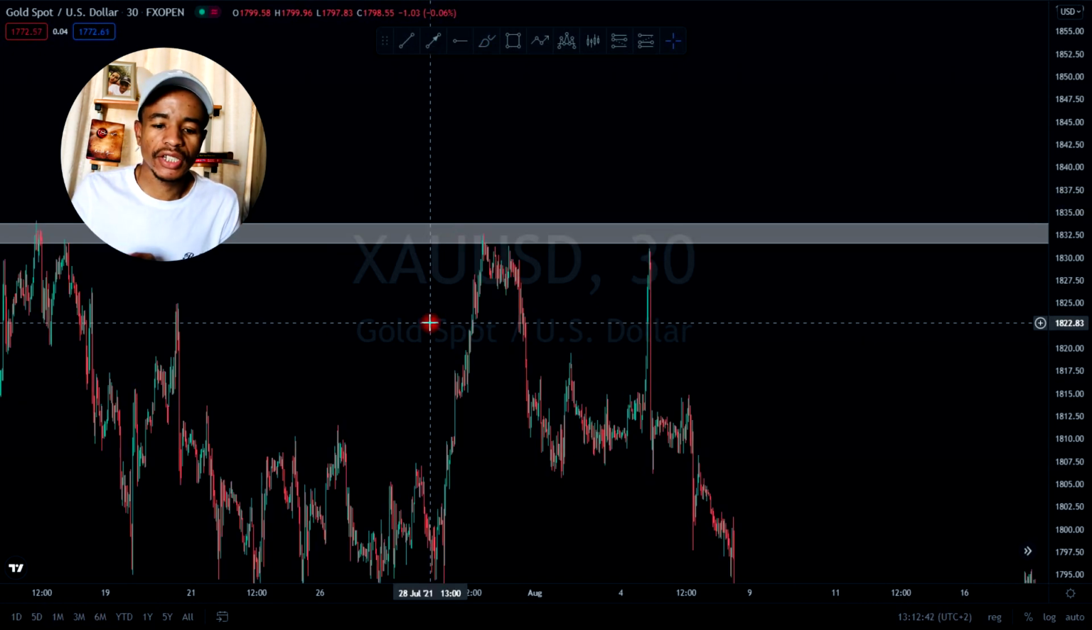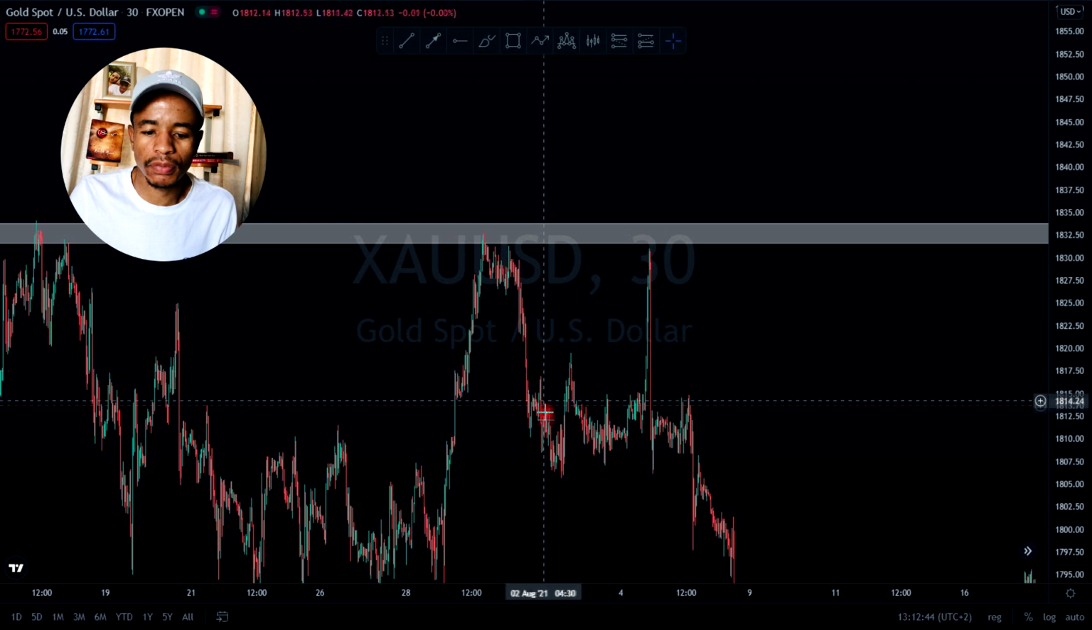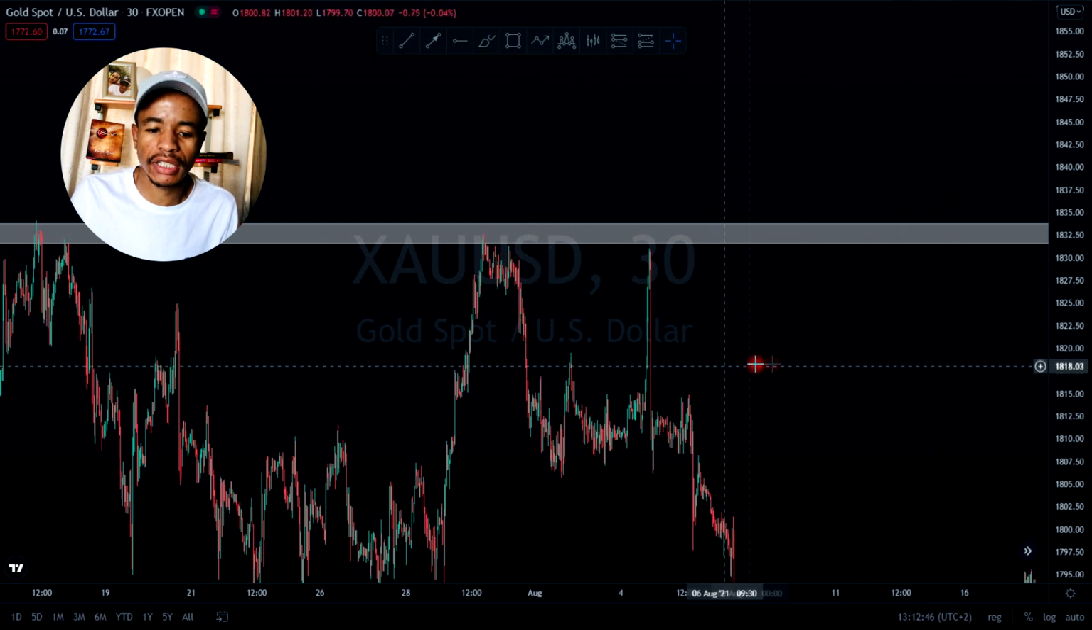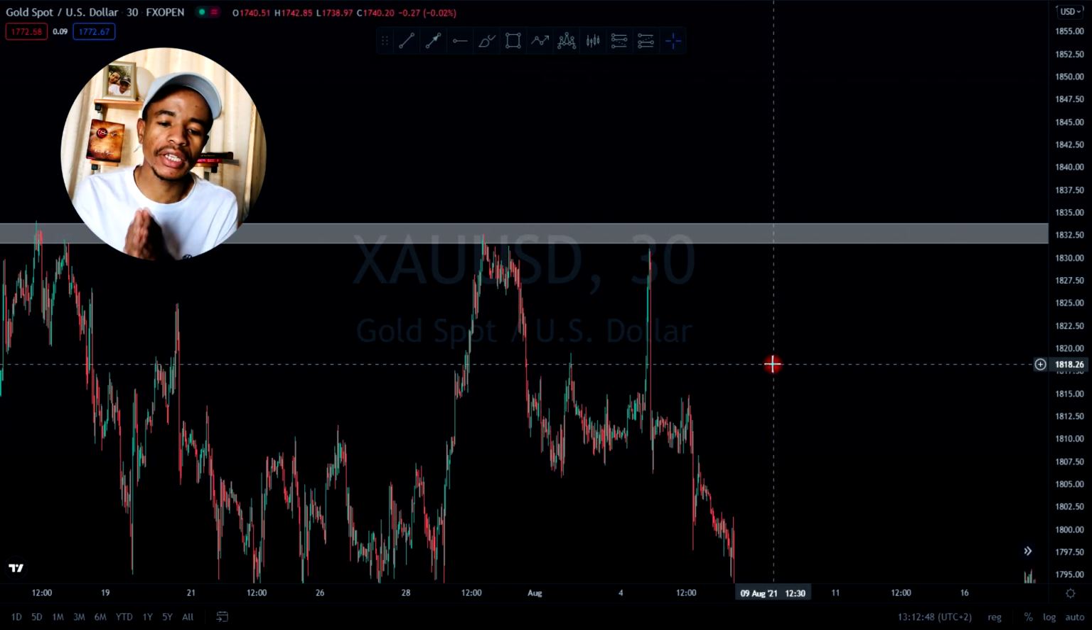So on this one right here, we can see we have a very bearish move to the downside. How are we going to get our entry? As I said before, we're looking for hammers, pin bars, and engulfing candlesticks, either bullish engulfing or bearish engulfing.